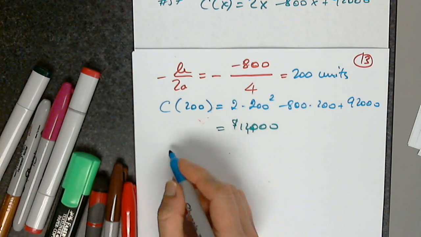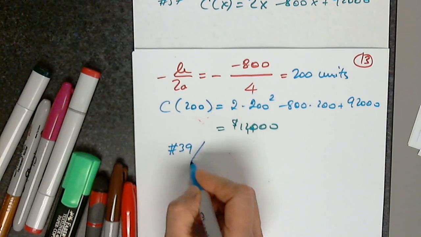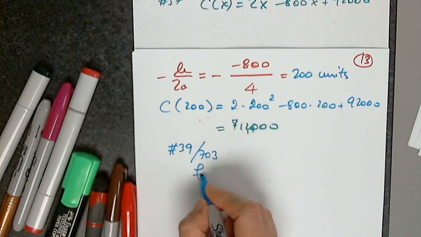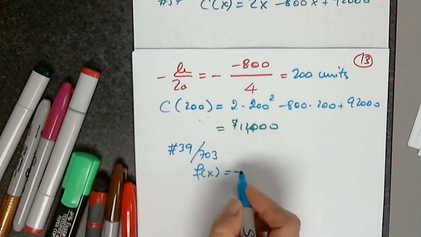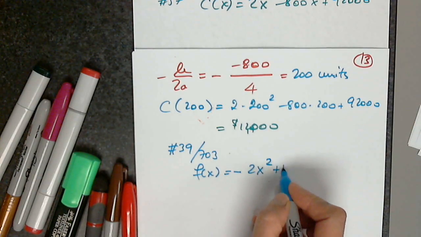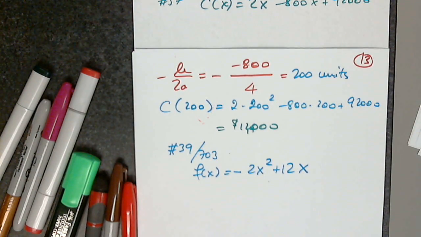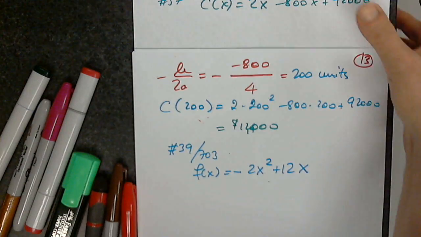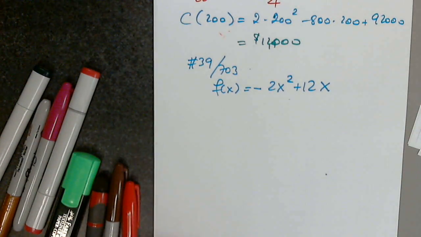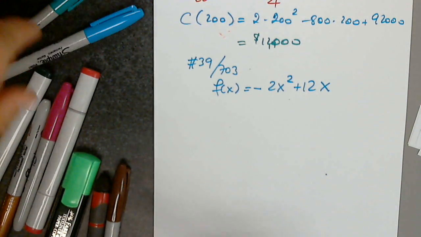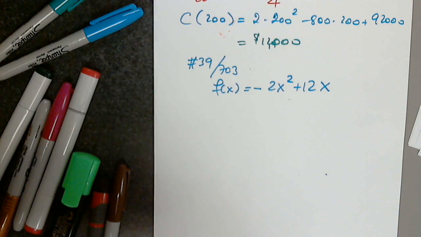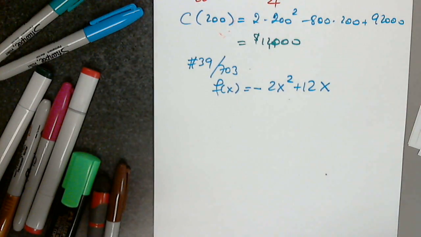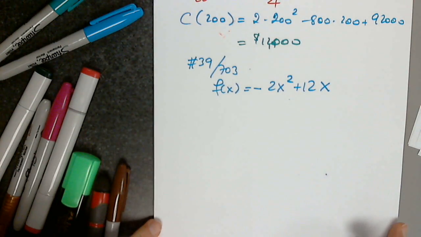Let's say 39 on page 703. So we have f of x equals negative 2x squared plus 12x. So we want to graph this function. First step. There are 6 steps. I will mention them on the test. I will say graph the quadratic function showing blah, blah, blah, all 6. But we should know them.